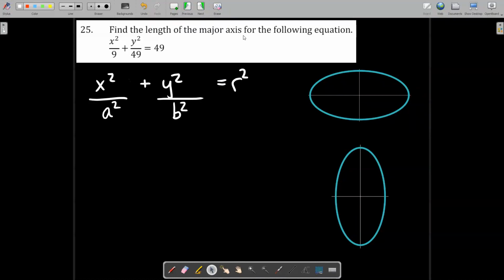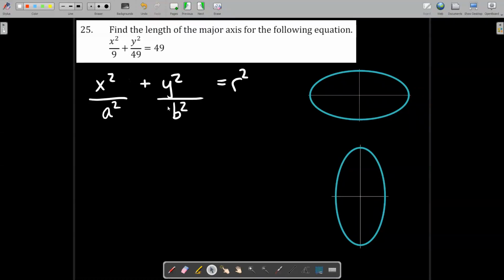Now it says major axis. Here's what we are going to understand. The horizontal axis is going to be defined by this value here. The horizontal axis is the fraction with the x in it. So a squared is going to determine how long the ellipse is, and the other fraction is going to be the vertical axis, and it's determined by the b value.